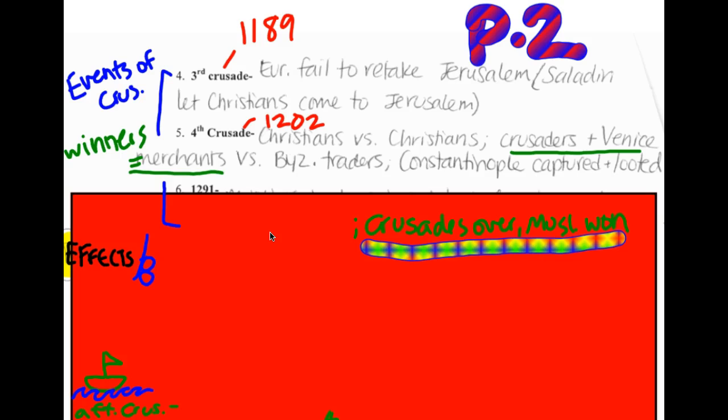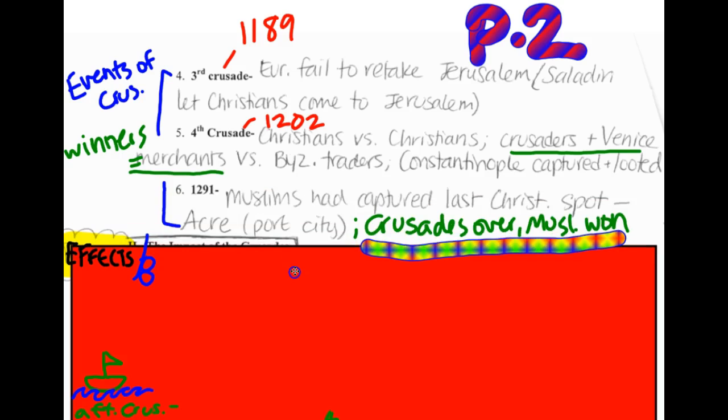Crusaders fought against the Byzantine Empire. The Crusaders were from Western Europe, and people from Venice joined up to fight the Byzantine Empire. This shows how horribly wrong the Crusades are going because Christians are fighting themselves in the Fourth Crusade. And the Western Europeans won that battle, that crusade.